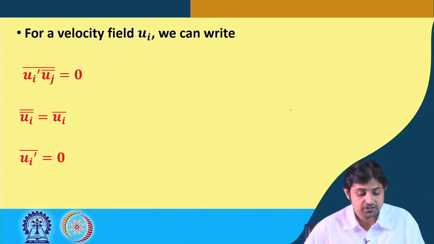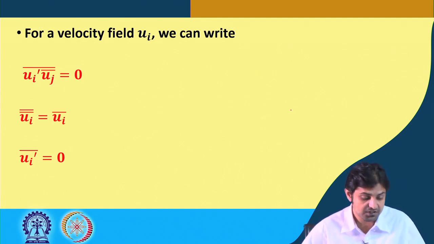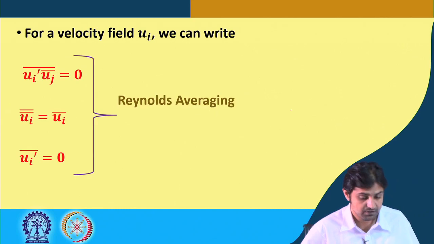So, for a velocity field ui, we can write the average of ui prime times uj bar is equal to 0. Also, ui double bar is equal to ui bar. If you take the average of the average, it is the average itself, and the fluctuation, if it is averaged, it is 0. This is Reynolds averaging.